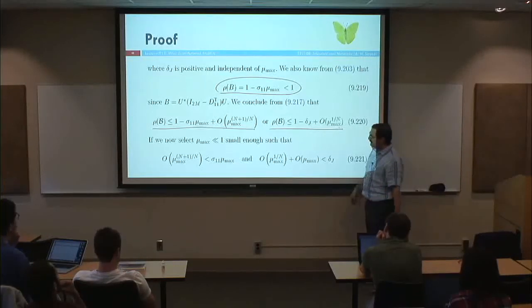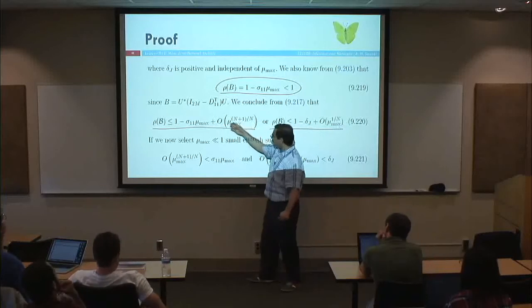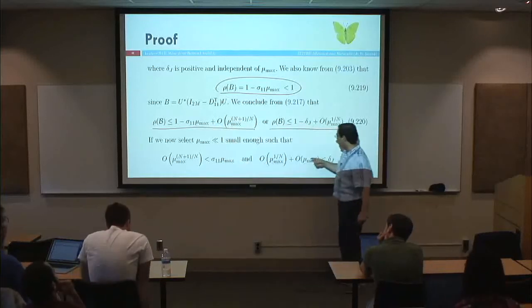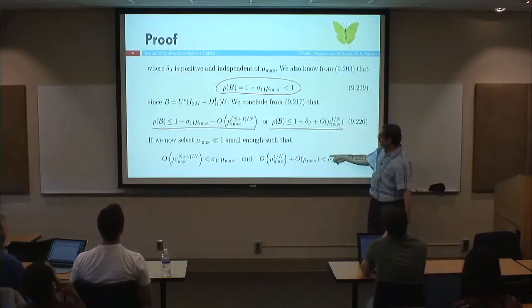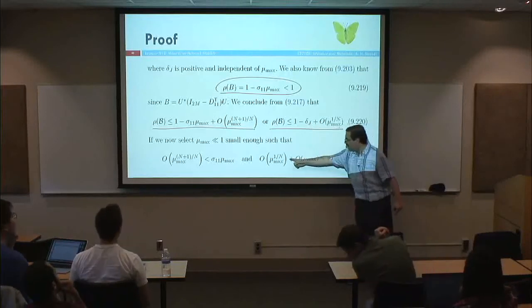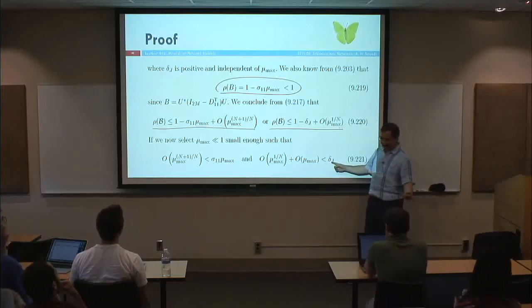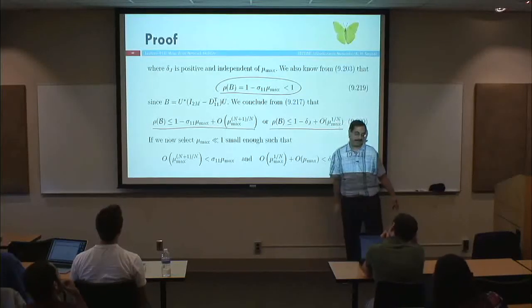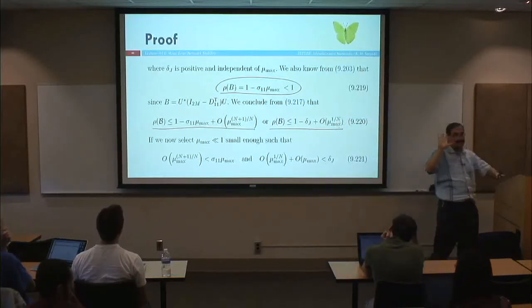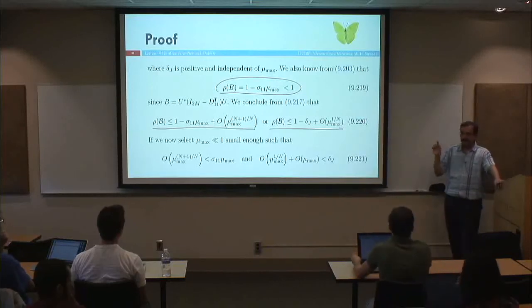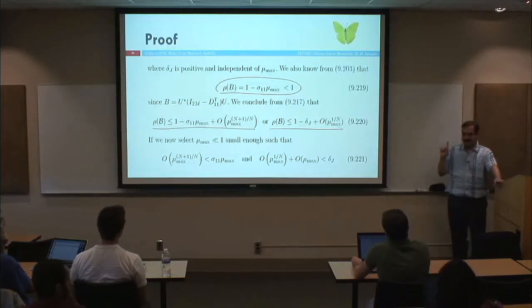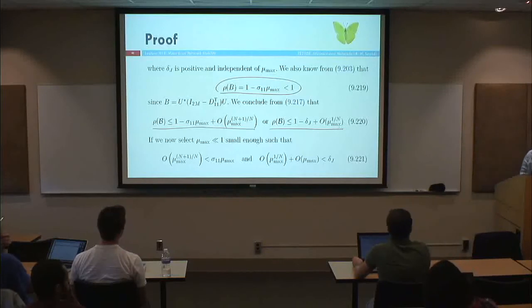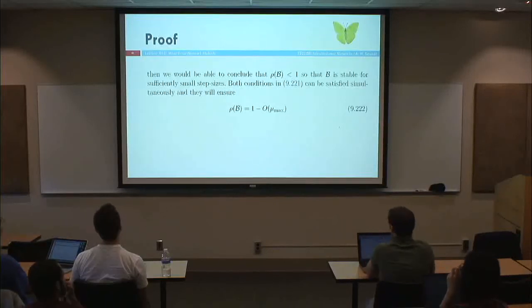Okay? So I can choose this mu small enough to make it smaller than this, and mu small enough to make it smaller than that, or this plus that smaller than delta. I can do that. Either way, it will ensure that the spectral radius of calligraphic B is less than 1. So proving stability was fine, correct? What is missing? The expression for the spectral radius. Okay? So let me show you a figure first.